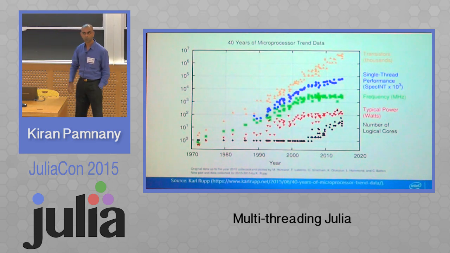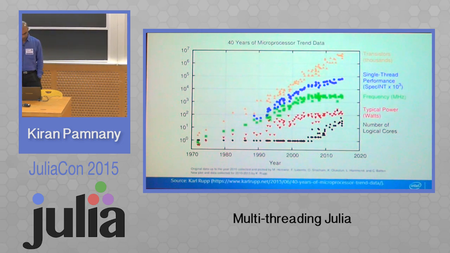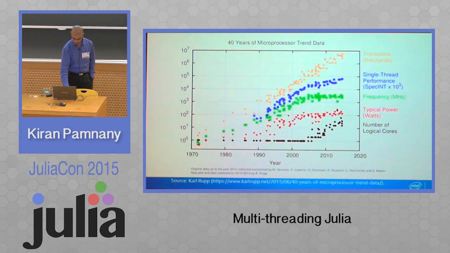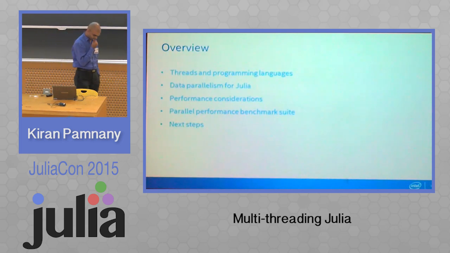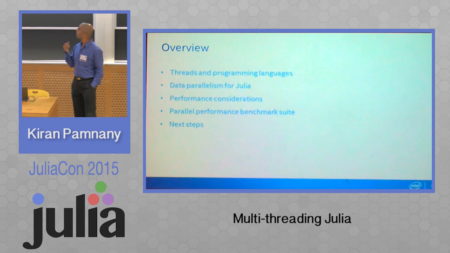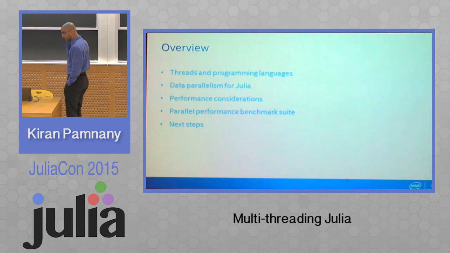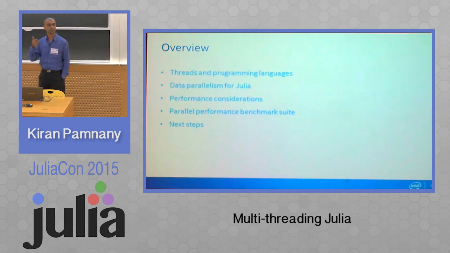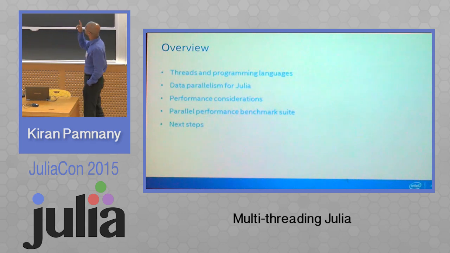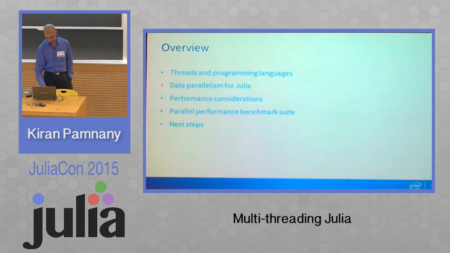Two years ago, dual core. Today, Haswell has 18 cores. So we have all these cores, and we have to get to use them. So this is essentially it: why threads? How have different programming languages done stuff with threads? How we've actually implemented shared memory parallelism for Julia. A little discussion of the performance considerations in doing stuff like this, and then an analysis of the performance of what we've added and how well it scales, right?